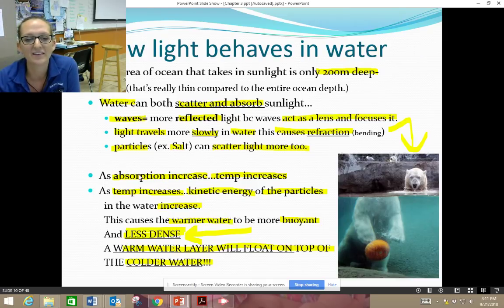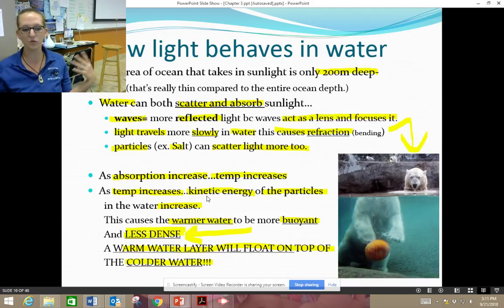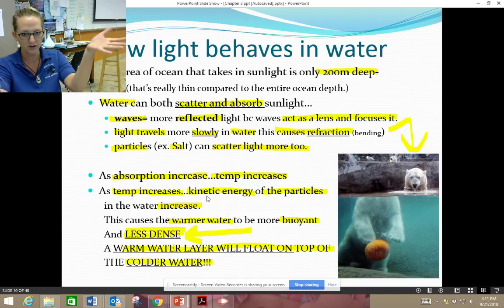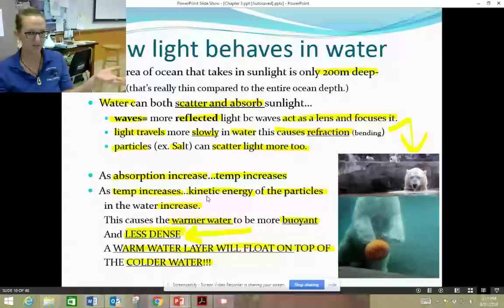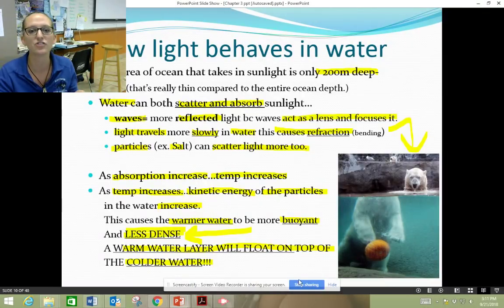As light absorption increases, the temperature is going to increase. That should make sense because it's going to make the water warmer. As temperature starts to increase, your particles start moving faster. Your water particles and your salt particles are going to start to absorb thermal heat from the light, so the kinetic energy, or the moving energy, of the particles is going to increase.